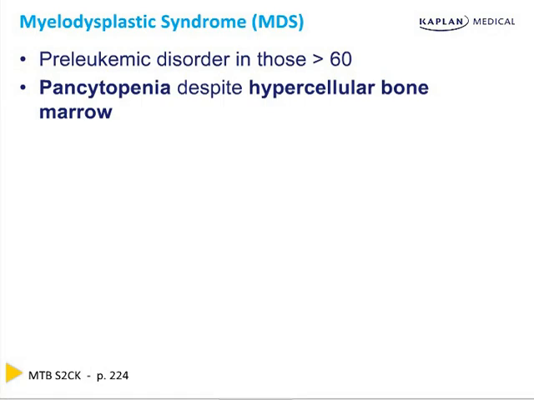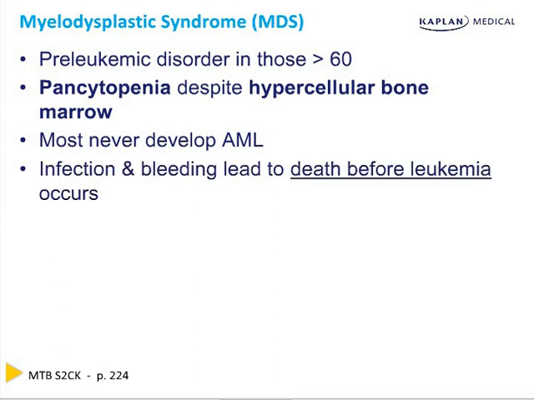It's like buying TVs that just don't work. They make a lot of them, and they're broken right away. Now, most never develop AML. A small number can, and it is pre-leukemic, but most never make it there. Well, that's not unusual in terms of pre-leukemic syndromes. I mean, most people with cervical dysplasia don't develop cervical cancer.